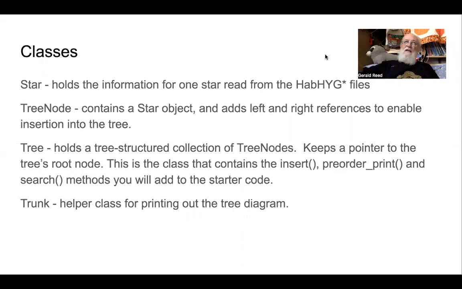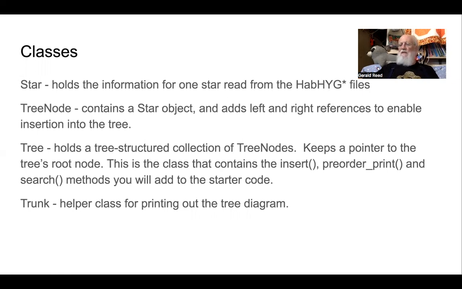The classes in this program, this is startreestarter.py. That's the version of the Python program for building a tree and displaying a tree that you're going to be working on. And one of the classes is called star. So that's just basically a container that holds the information for one star, one stellar object, read from this file with the horrible naming convention, HABHYG.